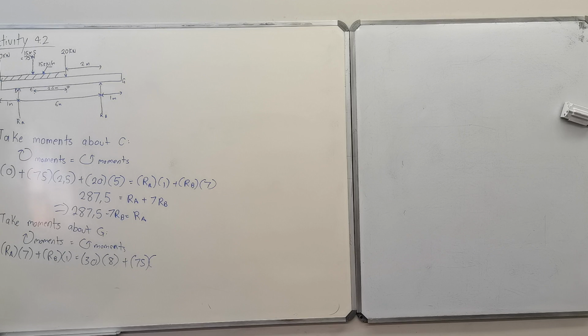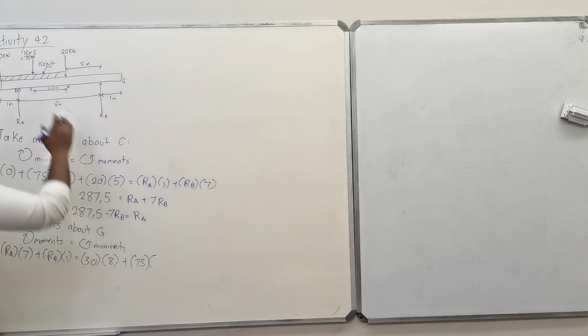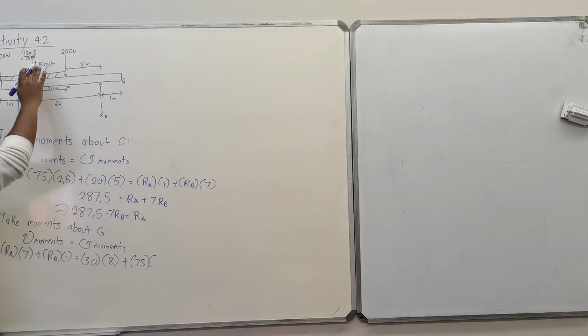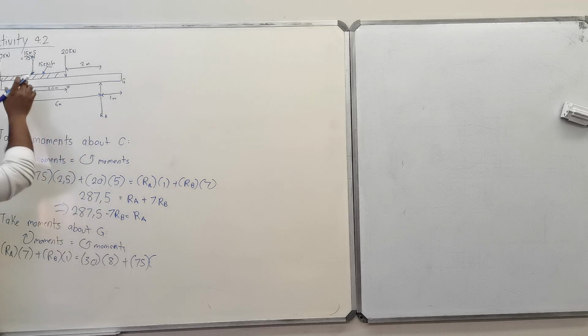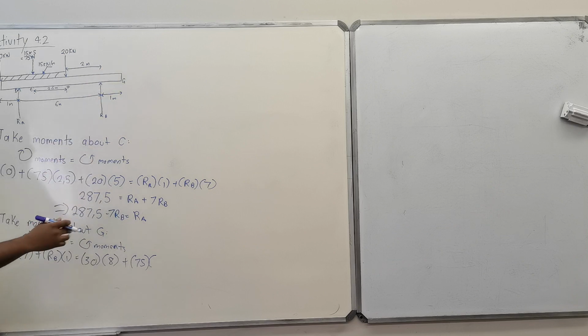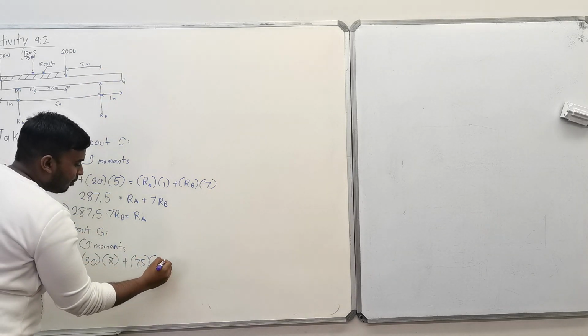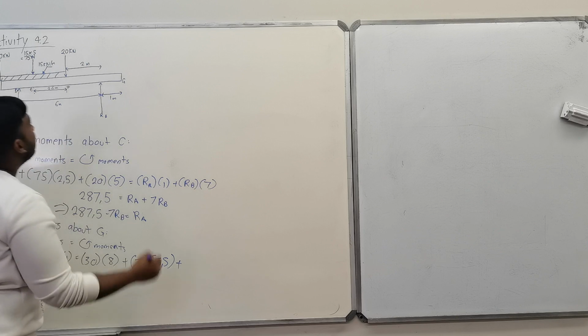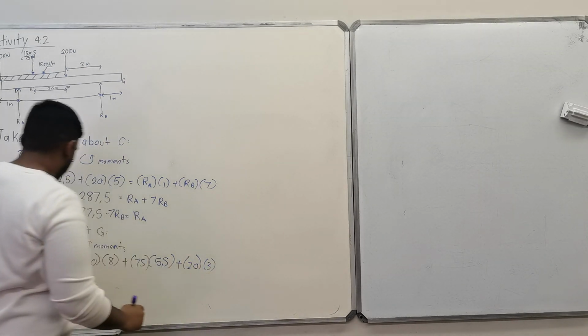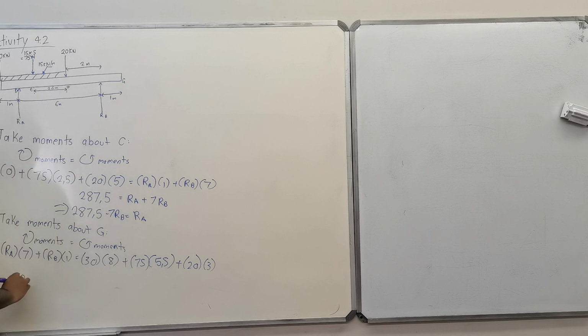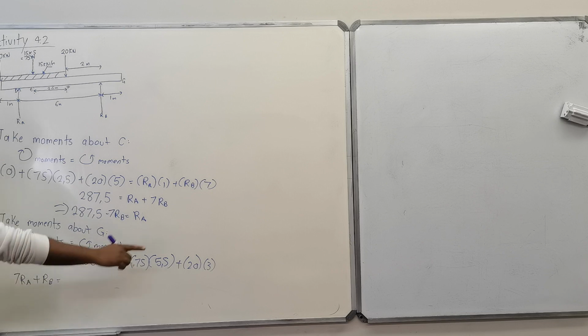Repeat that. What is the distance of the uniformly distributed load? You know we convert it to a concentrated load. What is that force's distance from G? It will be 5.5 because remember this end is also 2.5. So 8 minus 2.5 will give you that remaining distance, which would be 5.5. Plus the 20 kilonewtons, and how far away is that from G? 3 meters. Okay, so you end up with 7 RA plus RB is equal to 712.5.